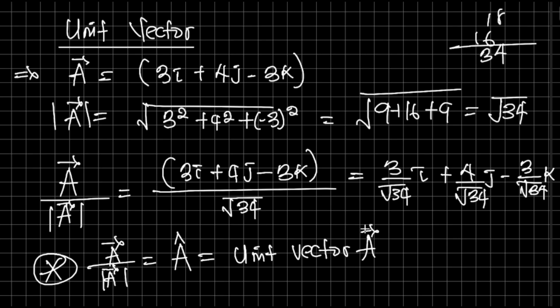And unit vector gives rise to what we call the direction cosine. So these parameters that we have here, 3 over square root of 34, 4 over square root of 34, minus 3 over square root of 34, are also called direction cosines, the directions of i, j, and k respectively, which we are going to discuss when we get there. Okay, so you understand better.